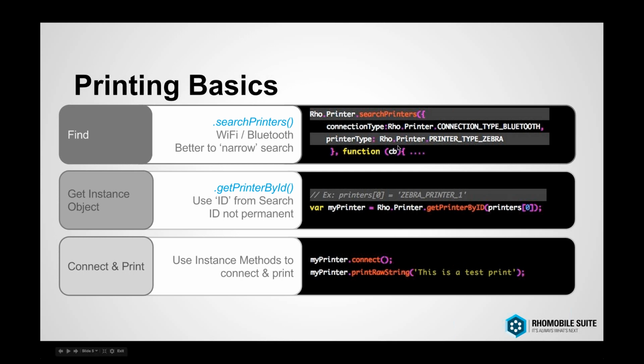Upon success, it gets an ID back, and then you essentially call the next API, get printer by ID, passing in this temporary ID that you retrieved from the search printer's callback, and then you'll have an instance object of a printer. Okay, so in this case, my printer is an instance object of the printer that was found in the search method. And now, once I have this, then I can go ahead and make a connection to it, which is the first thing you need to do.